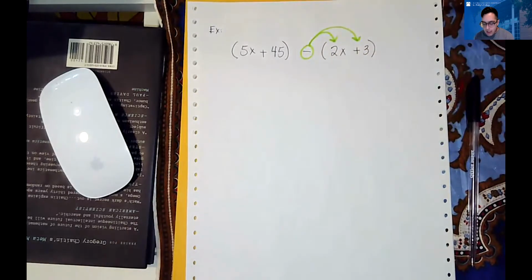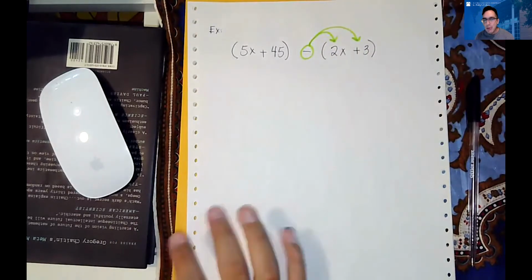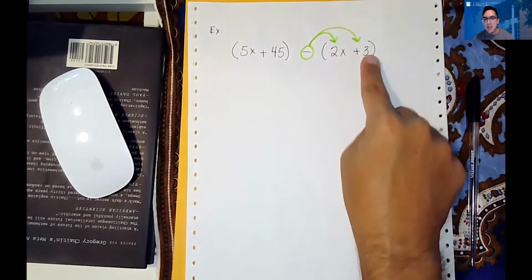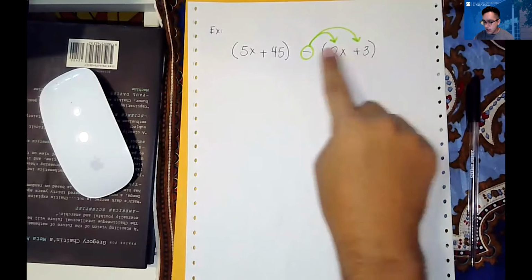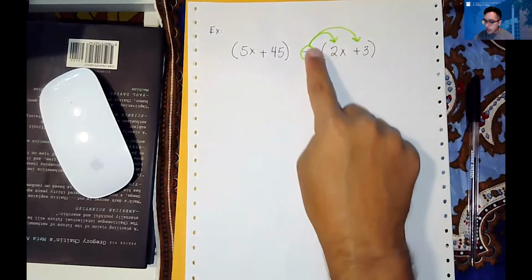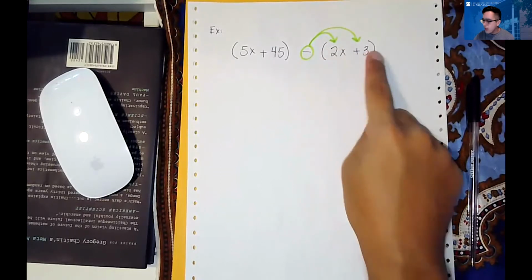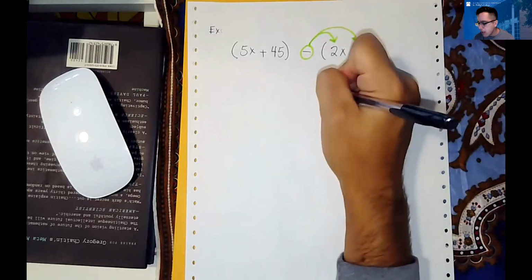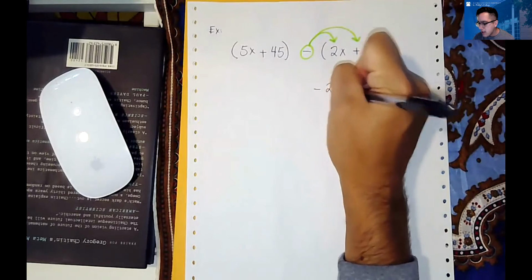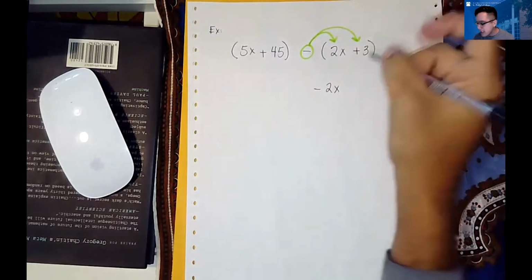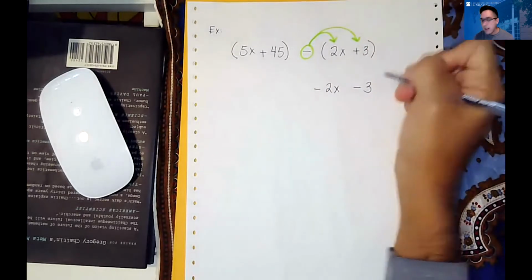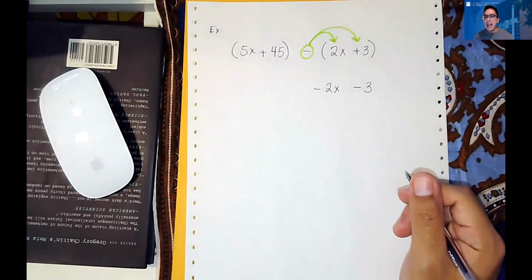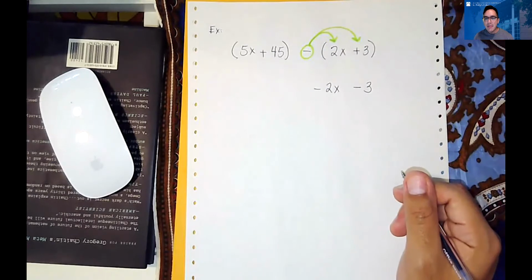But another way of thinking about it might be a little bit more simple. We have this polynomial and we need to take away each of these terms, because we're subtracting these two terms. So wouldn't it be simpler if we wrote it as minus 2x, I'm taking away the 2x, and then I'm taking away the 3? In essence, it's the same thing as distributing the negative sign.